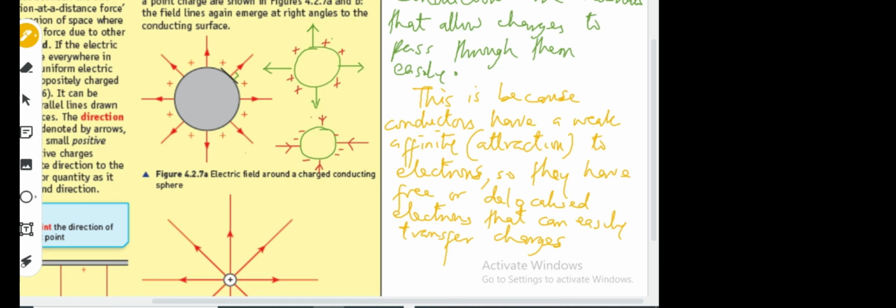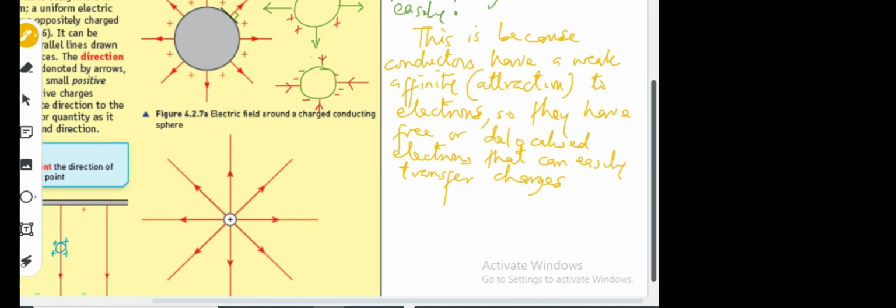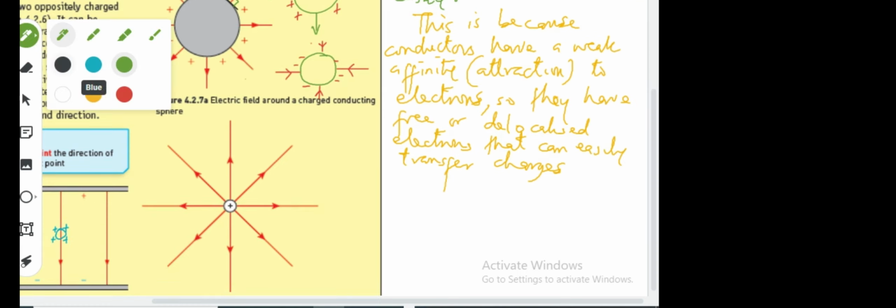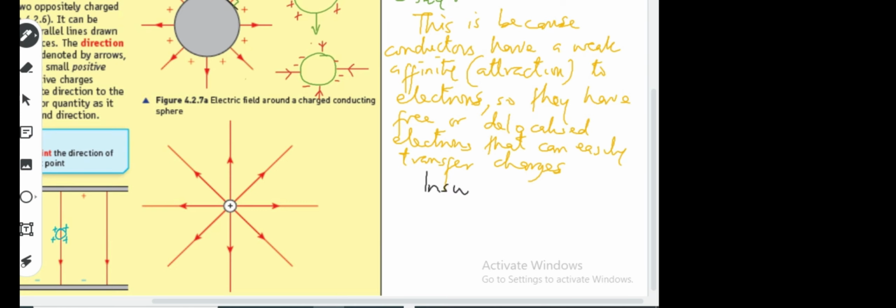I said all of that to emphasize the fact that conductors cannot be easily charged by static electricity, because the charges that are transferred are easily lost because they flow out, as it were. So to produce static electricity, we use insulators. Now, insulators do not allow charges to pass through them easily.